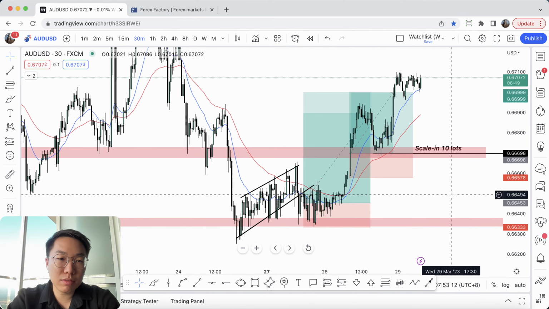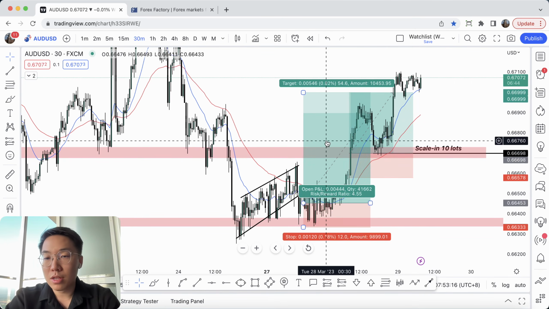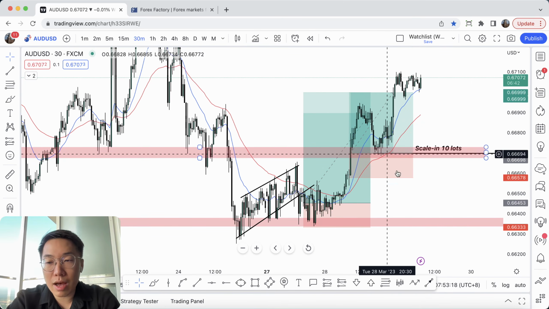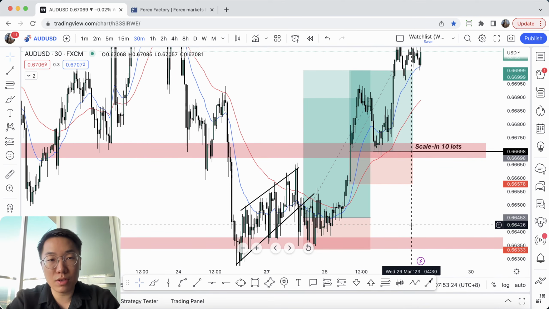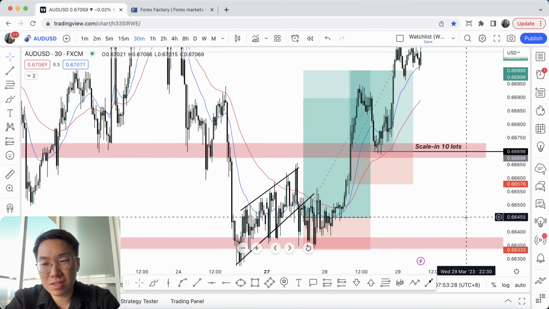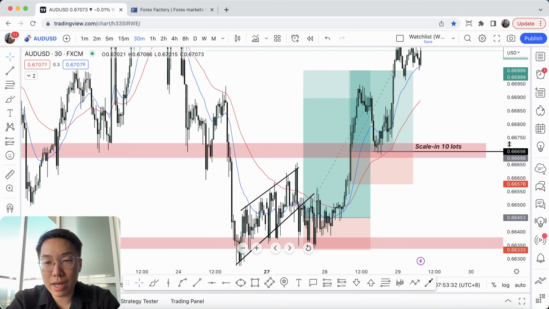So back to the topic. This is a setup that I called in the community. No magic numbers, no secret recipe. I've said that I was looking for a long at 66.70. So myself, of course, I executed the plan as a leader of the group. I took a buy limit at 66.698. Then technically it just ran all the way up.